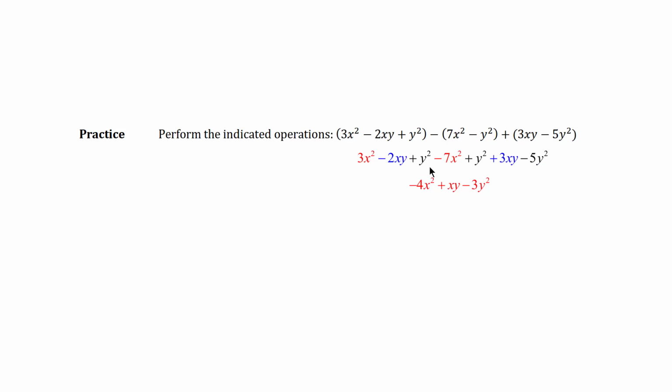3x² - 7x² is -4x². -2xy + 3xy is +xy. y² + y² - 5y² is -3y². The result is -4x² + xy - 3y².